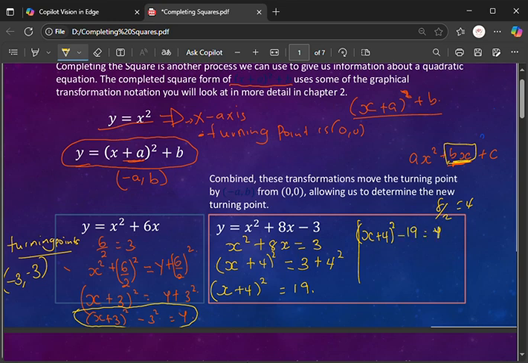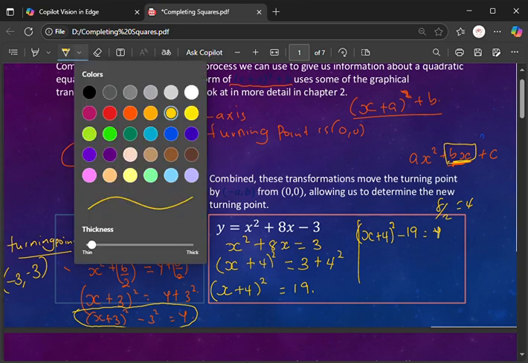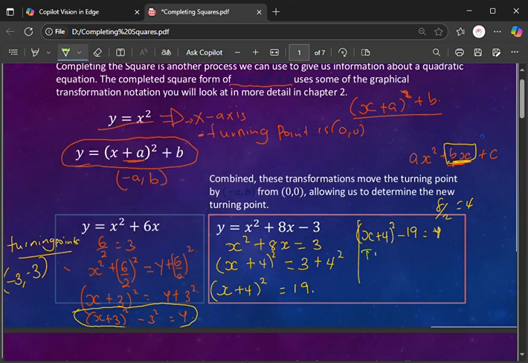And then if we are asked to get the turning point, it would be -4 and -19. Alright, so this is turning points. At the same time, it is completing squares. We shall talk more about turning points when it comes to that, but they are all linked with completing squares, so I decided to talk about it as we continue.